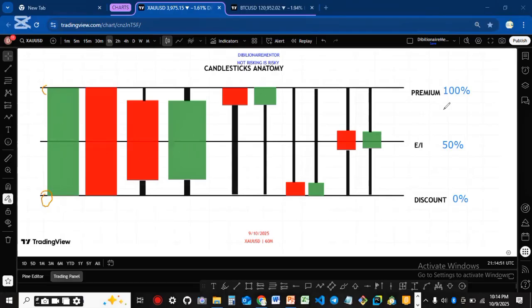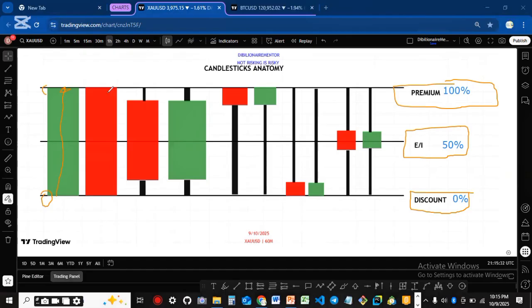So based on this parameter, this stuff we do here: premium at 100%, equilibrium or indecision at 50%, then discount at 0%. It simply means the price started at 0%, then pumped all the way to 100%. Simply means we have a 100% bullish scenario. When you see this bullish engulfing candle, it simply means the buying pressure has increased, or we have more buying pressure in the market, as simple as it is.